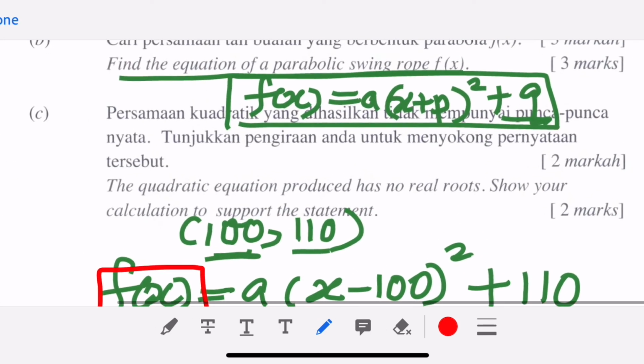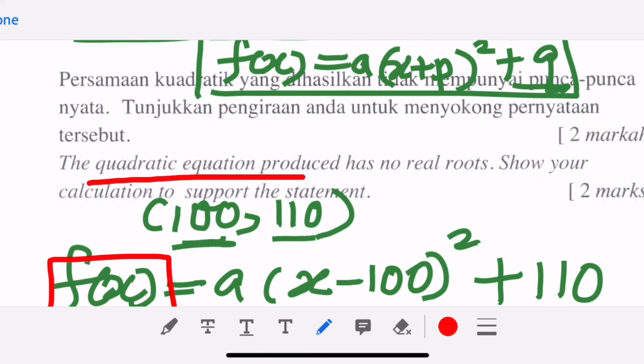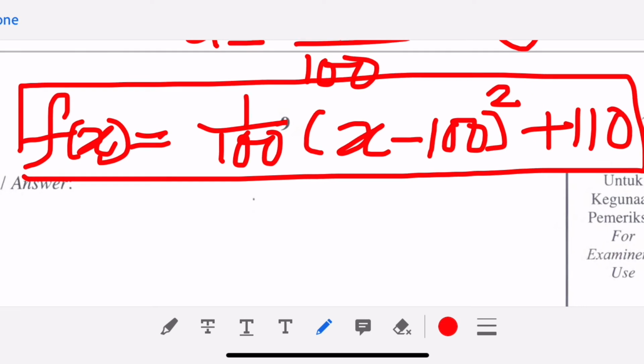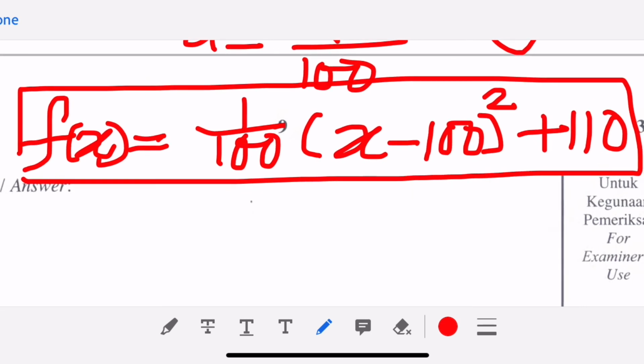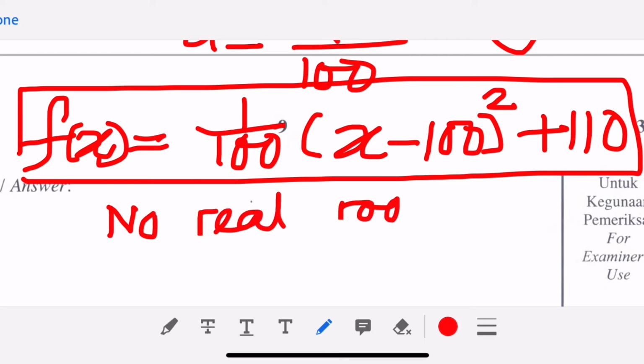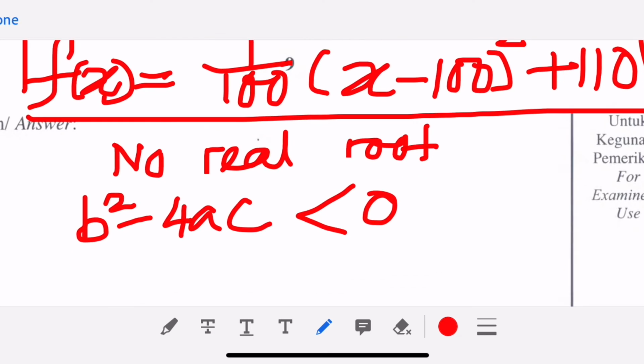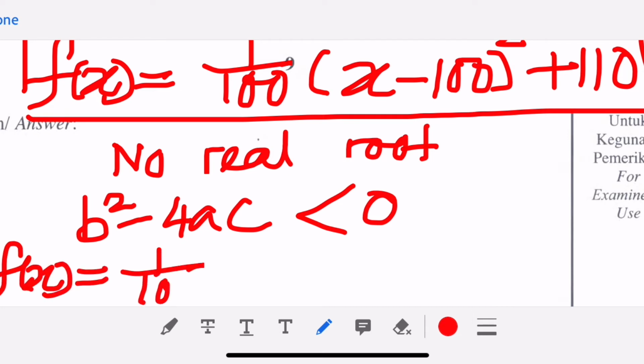For C, we are asked to show the quadratic equation produced has no real roots. Show the calculation to support your statement. That means the question is saying that this quadratic function does not have any real roots. So when we hear no real roots, we will write less than: b squared minus 4ac less than 0. In this case, we have to obtain the a, b, c from this equation. So let's expand so that we can see the a, b and c.